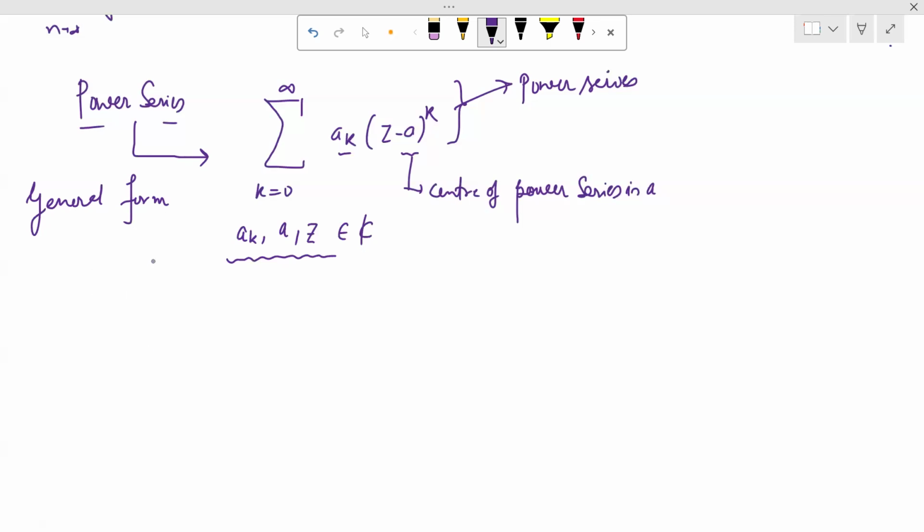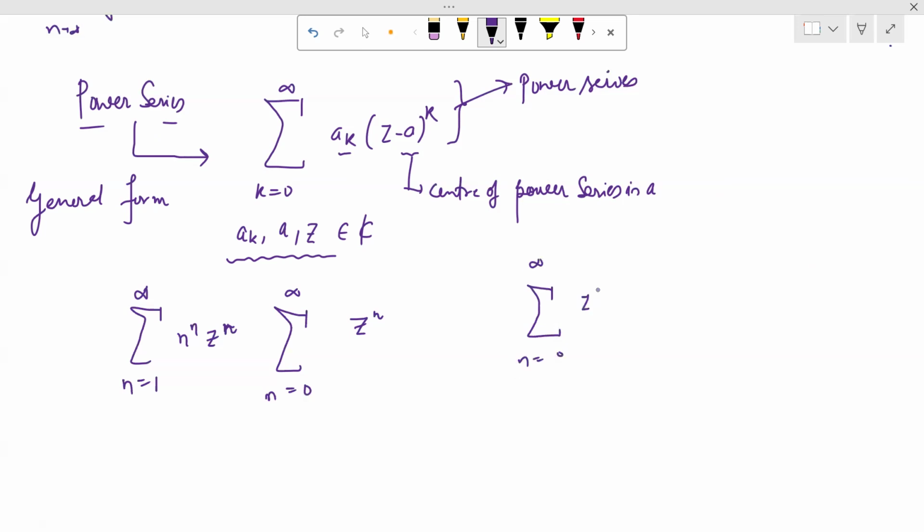Example-wise, one of the examples can be this. This is one power series. You have different powers of z raised to power n, multiplied by n raised to power n. Another power series is like this. This we have already seen. This is a geometric series. So a geometric series also happens to be a power series. For this series, we already know that it converges only if modulus of z is less than 1. This is your famous geometric series.